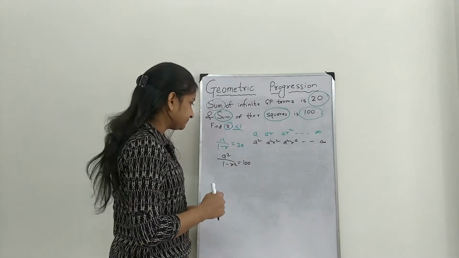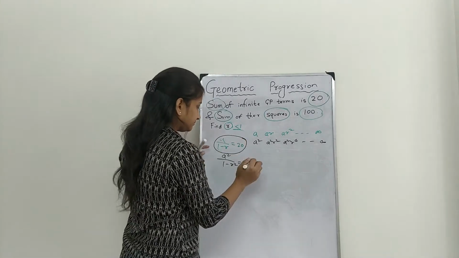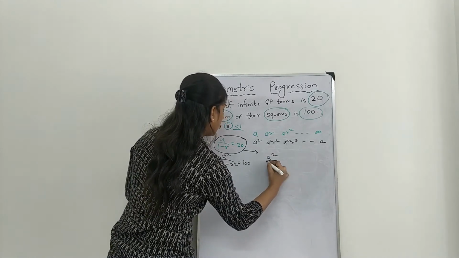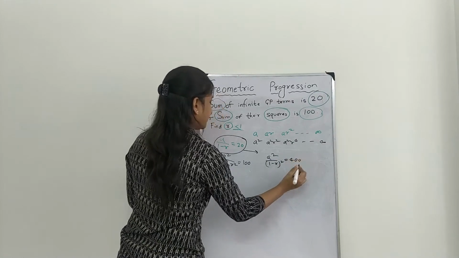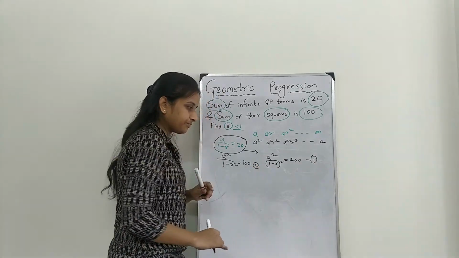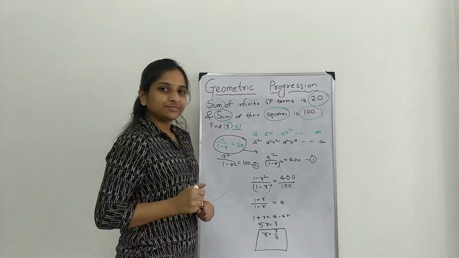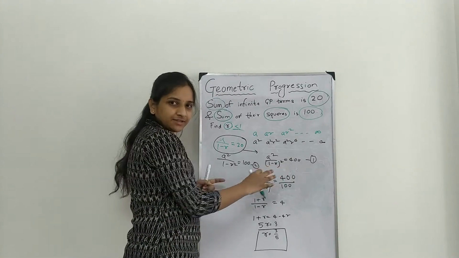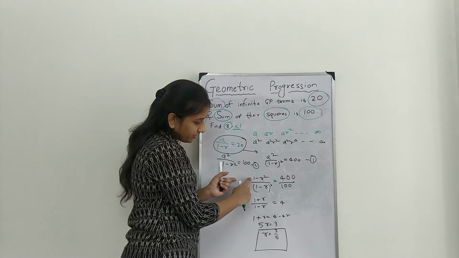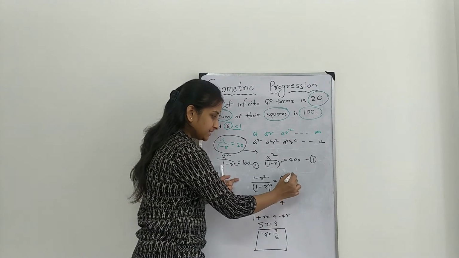Now let's solve it. Here I am squaring this equation. So it will be A square upon 1 minus R whole square is equal to 400. Now this is the first equation and this is the second equation. I am dividing the first equation by the second. A square will get cancelled. Now we are left with 1 minus R square upon 1 minus R whole square equals 400 upon 100. This 0 gets cancelled.